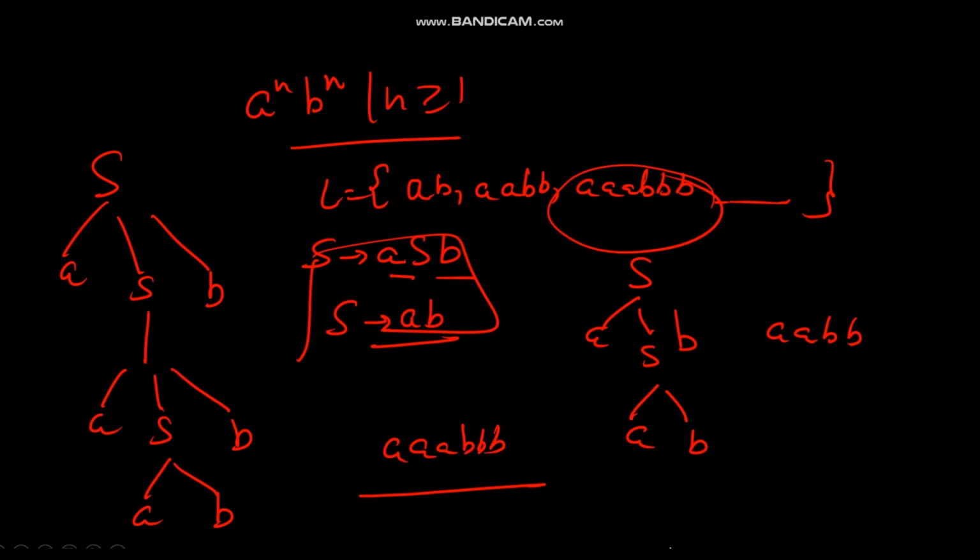So these are all examples of context-free grammar. In the next video we will be discussing derivation trees and the yield of a tree. So thanks for watching the video.